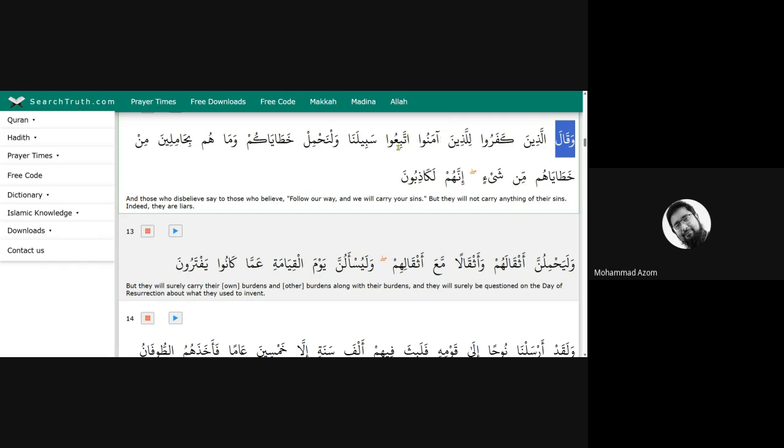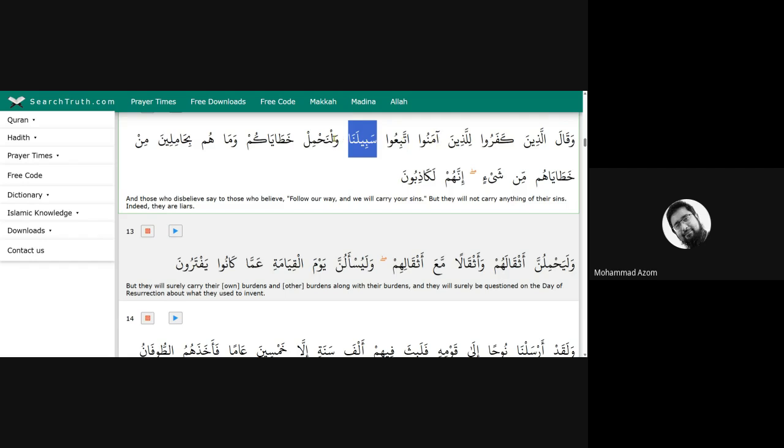Ittabi'u is a command. We have learned command. Sabilana. What does sabil mean? Path, right? Fi sabilillah. What does sabilana mean? Our path. So the people who disbelieve are telling the people who believe, follow our path.